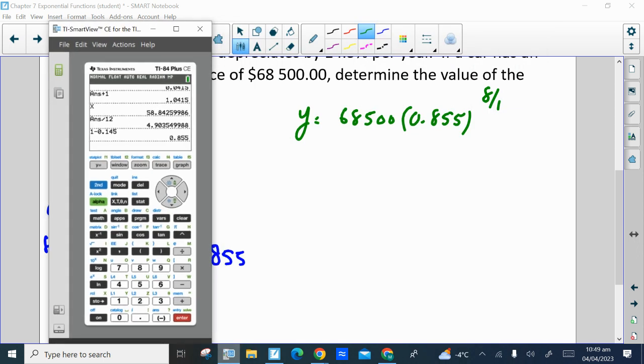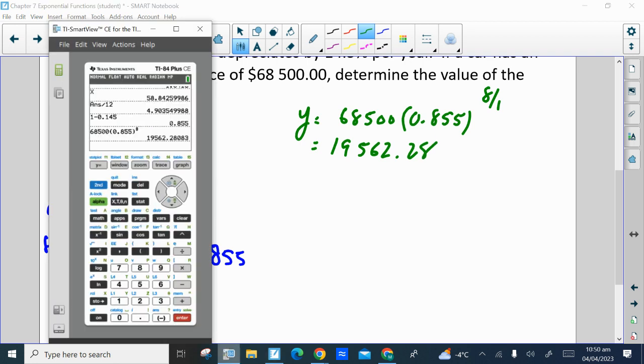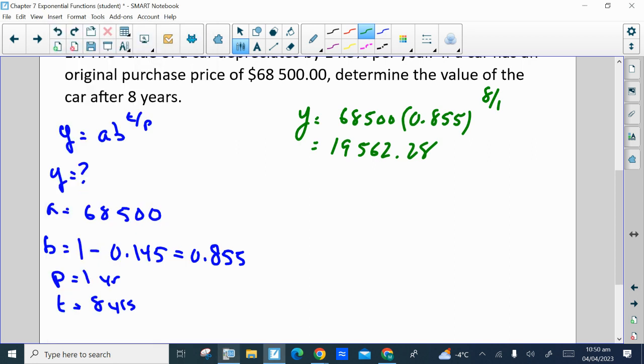So we just have to put this into our calculator. 68,500 times 0.855 to the power 8. And so there's the value of that car after 8 years, 19,562.28. There's the value of that car. Okay?